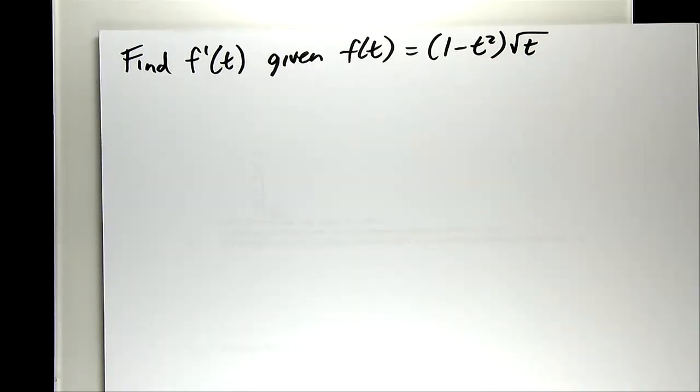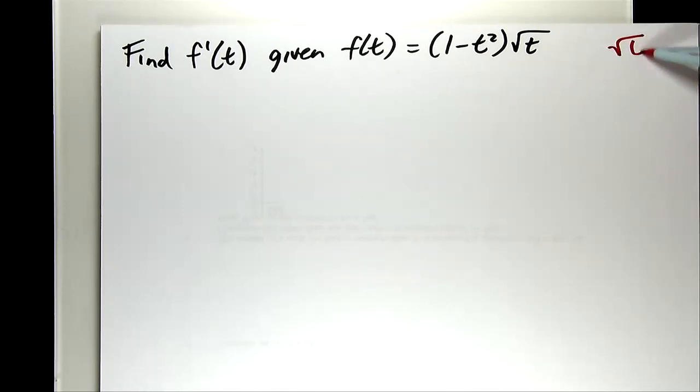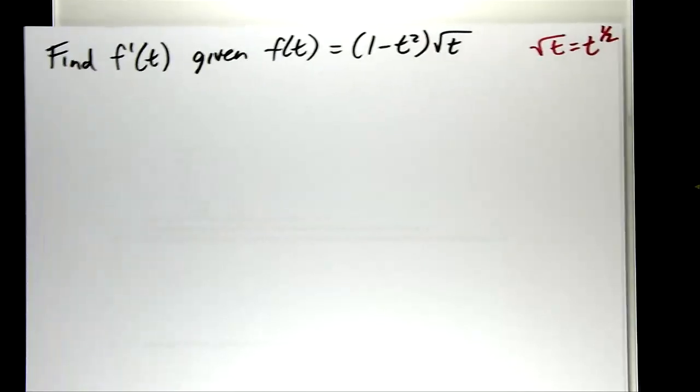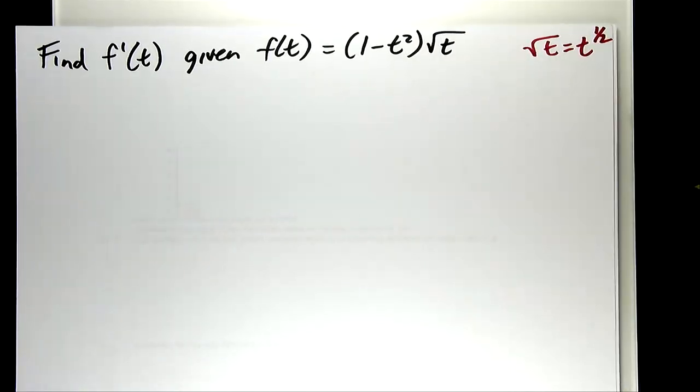Why don't you guys try doing this with the product rule? Recalling that square root of t, another way of writing it is t to the 1/2. And the power rule still works here. Just because it's a fraction doesn't mean we can't bring the power down and lower it by 1. So give this a try for a couple minutes and then we'll do it together.